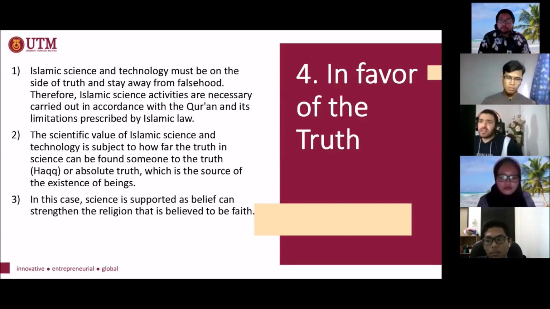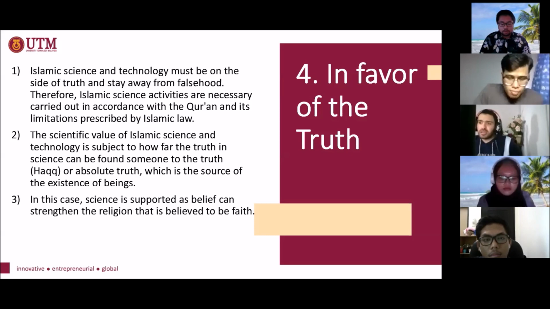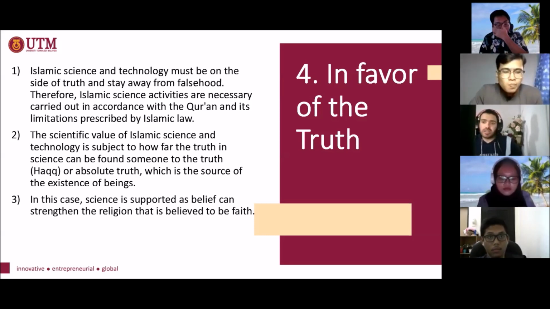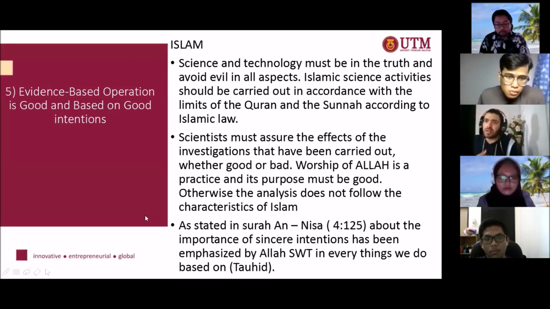Also, the scientific value of Islamic science and technology is subject to how far the truth in science can be found, leading someone to the truth, which is the haqq, or absolute truth, which is the source of the existence of beings. So in this case, science is supported as belief can strengthen the religion that's believed to be faith. The next slide is talking about another character, and I will pass it to our team member.